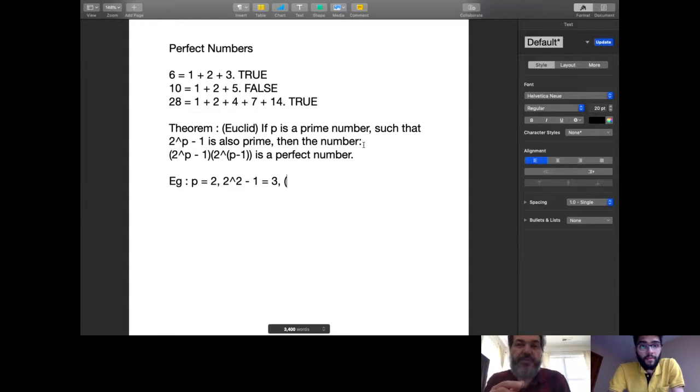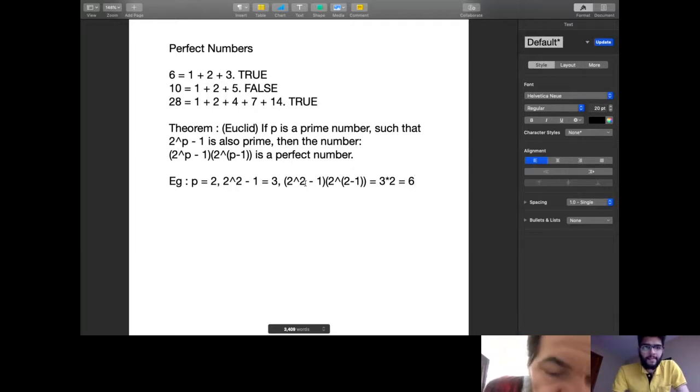What is the perfect number in this case? It was 2 to the p minus 1 times 2 to the p minus 1. In this case, 2 to the p minus 1 is 3, and then 2 to the 1. So 3 times 2 is 6. That's our number, and that's the first perfect number.